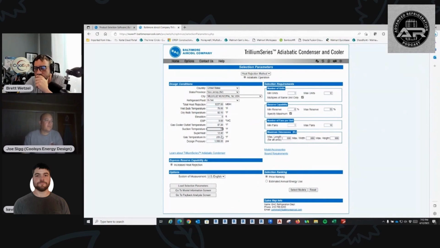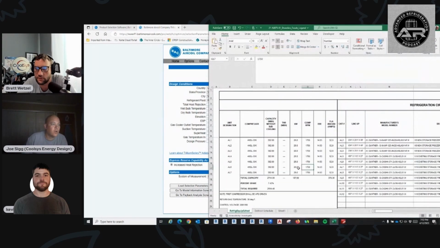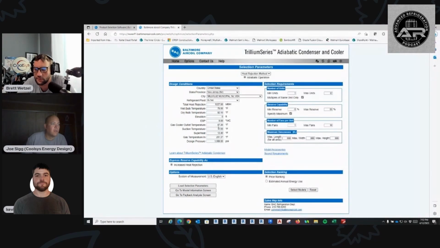Suction superheat, make that 12. Wait, what is that? That's suction temperature. Sorry, suction temperature. You always want to use your lowest temperature, so that would be your minus 20 here. Okay, minus 20. Superheat, set that to 12, just for the gas cooler selection. Gas temperature in 139 degrees.